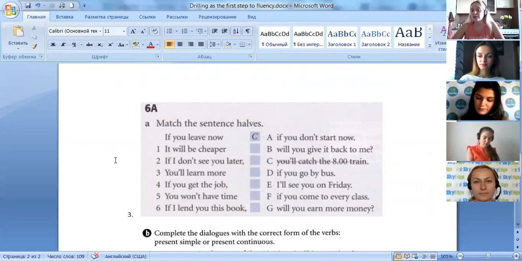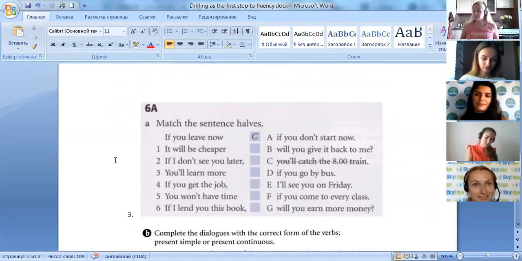So, Olga, now I'll give you 2 words, and you need to remember the sentence. Cheaper, bus. It'll be cheaper if you go by bus. Learn, class. You'll learn faster or better if you come to every class. Here we say you learn more, but it's okay. And later, Friday. If I don't see you later, I'll see you on Friday.